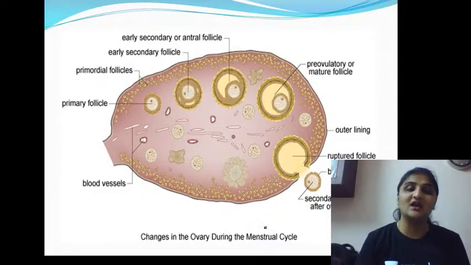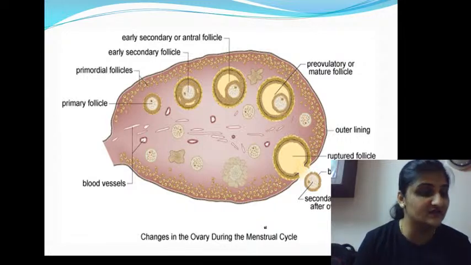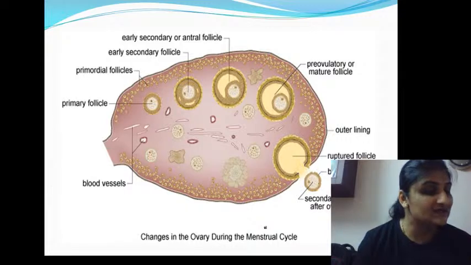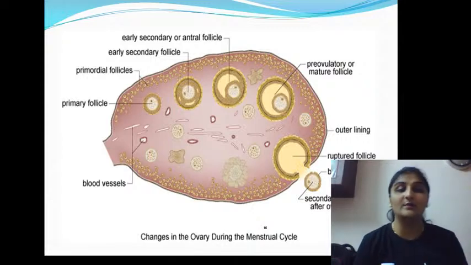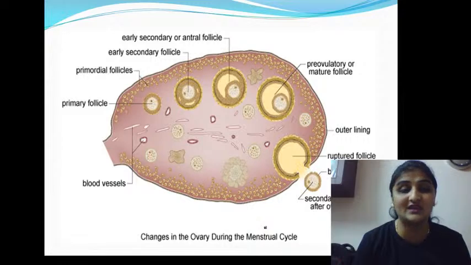So I have put a few diagrams here, correct, students? You can see there is a menstrual cycle, and this is the TS of ovary. Can everybody see? Yes, students. So this is the TS of ovary, how the transverse section of the ovary looks.